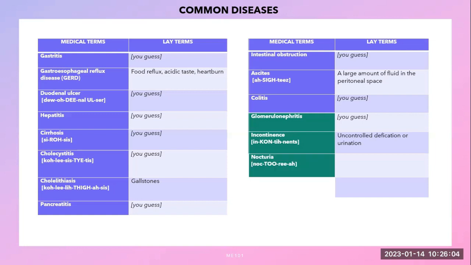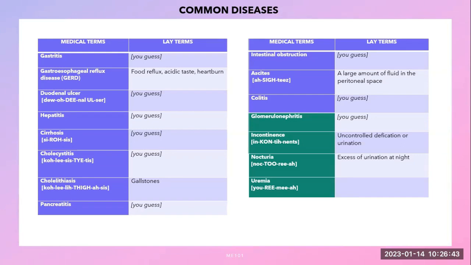Okay. And nocturia means that nocturnal, có nghĩa là buổi tối á. Nocturnal. Uria, that means urine. So nocturia means that you have to go to the bathroom more frequently at night.